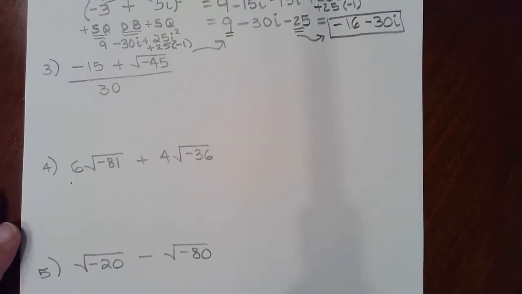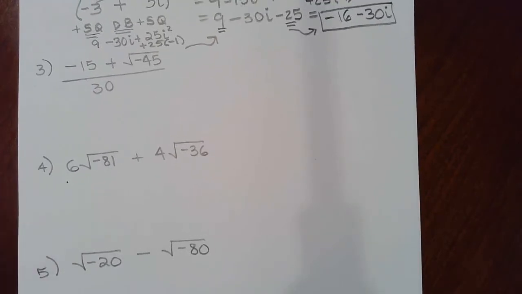In problem number 3, what happens that is new in this problem as opposed to problems 1 and 2 is that you have an imperfect square.